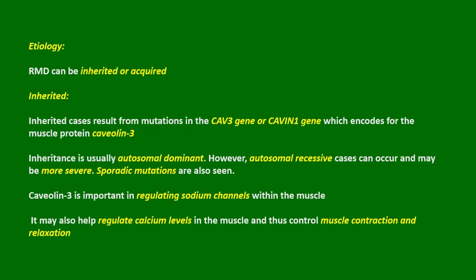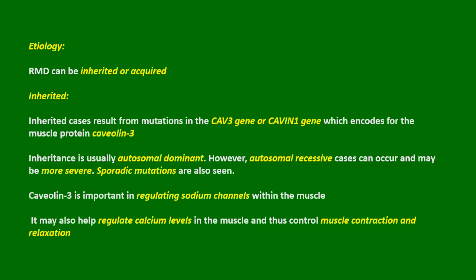Etiology: RMD can be inherited or acquired. Inherited cases result from mutations in the Cav3 gene or the Caveolin gene, which encodes for the muscle protein Caveolin 3. Inheritance is usually autosomal dominant. However, autosomal recessive cases can occur, and these cases may be more severe. Sporadic mutations are also seen.